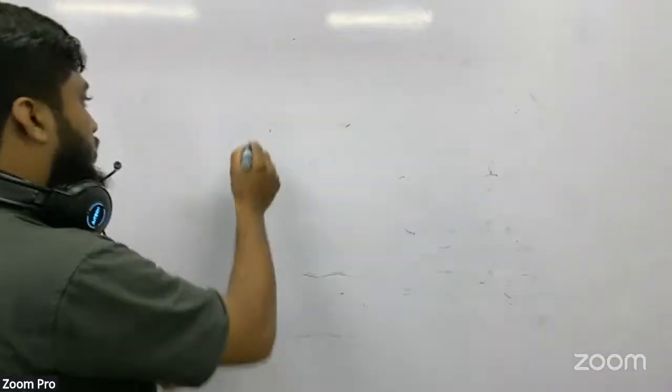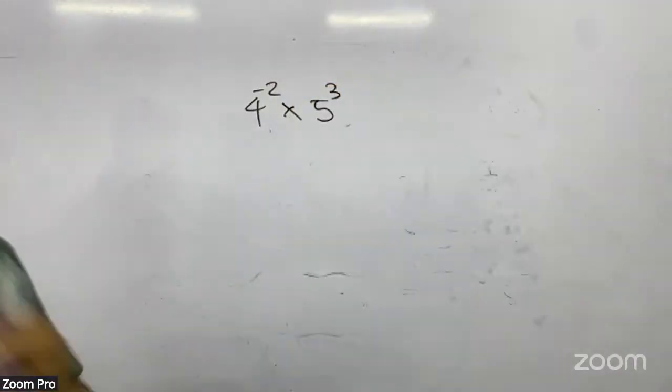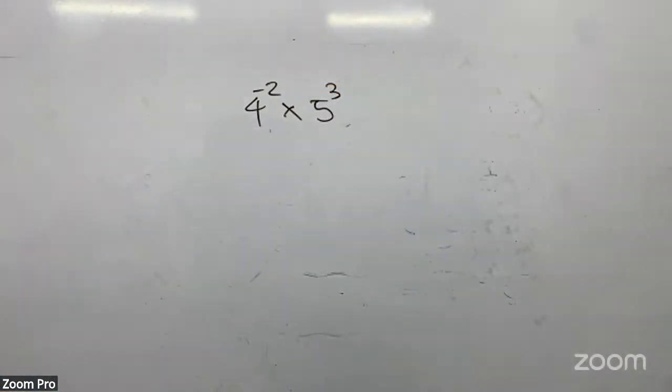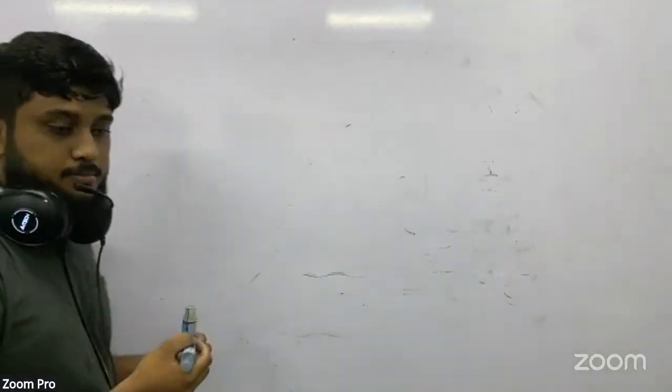Next is what? 4 to the power minus 2 into 5 to the power 3. That one we did, no? 2 to the power 3 and 2 to the power 3. All right, now listen to this. Don't speak. Shh. All right. Excuse me.